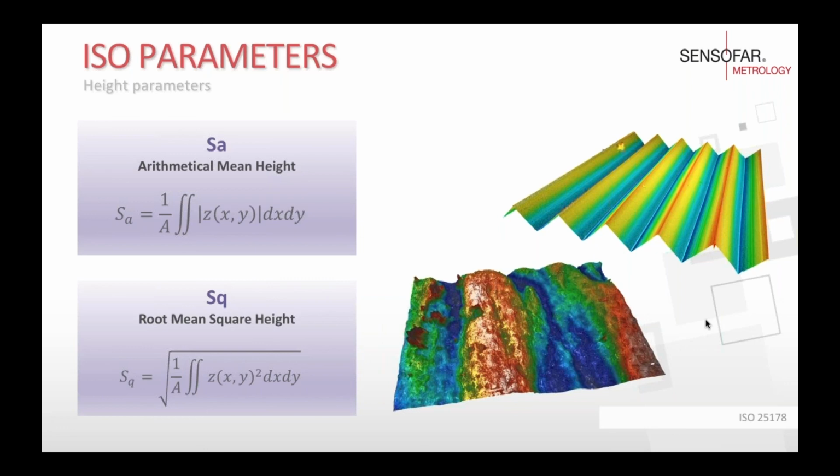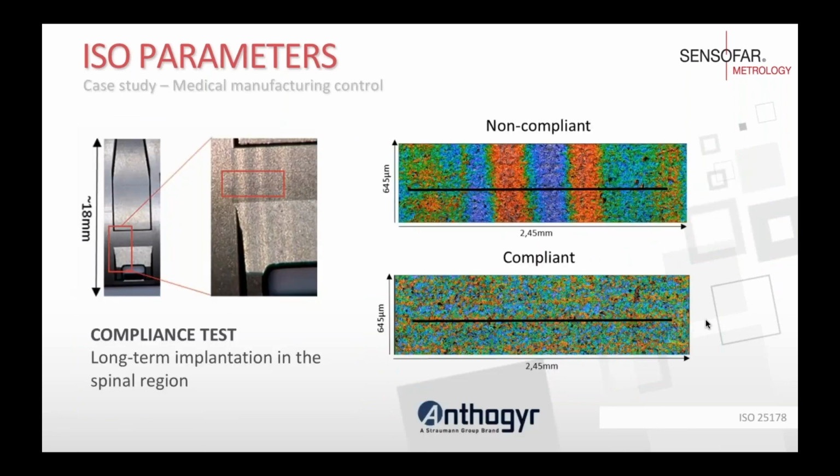So indeed, I would say that these two parameters are really important, and they are giving information about the surface. But from Sensofar, we encourage you to use more parameters in order to understand your surface better, because if you have a look at these two surfaces, they have the same SA and SQ, and of course they are completely different. So again, we encourage you to try to calculate other parameters that for sure are going to give some important information about your surfaces. So let's go now to a practical case.